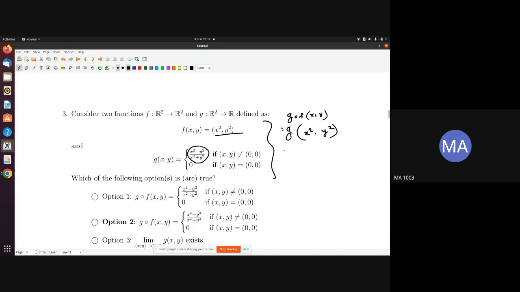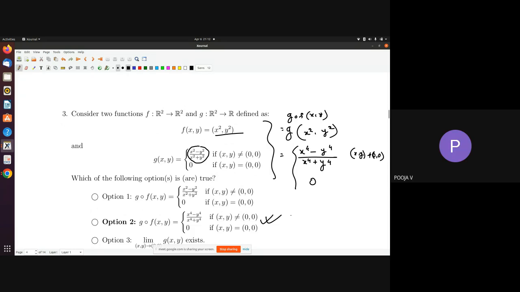Now it would be x to the 4 minus y to the 4 divided by x raised to 4 plus y raised to 4, when x and y are not zero, non-zero. And when x and y both are 0, that will be origin, it will be 0, right? Whatever the value is, it will be 0. So this is the function, option 2. Correct?